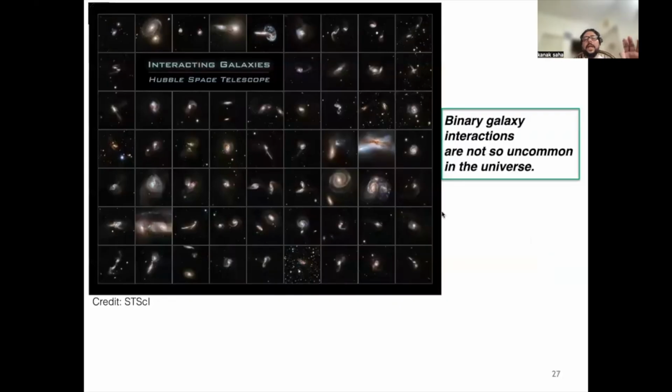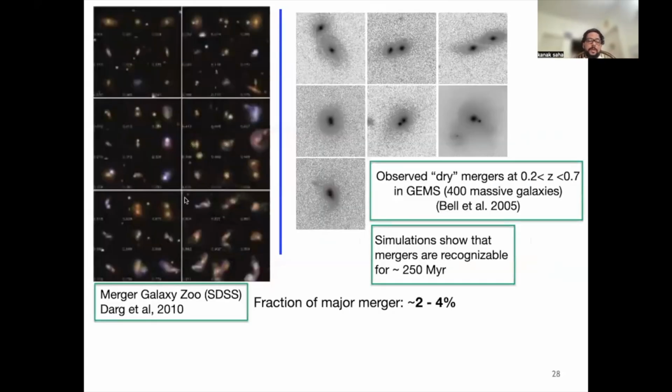And so are many galaxies in the local universe, where they are interacting with a companion or another galaxy. So binary interactions are not so uncommon, as we see. But from the local universe, this study from the Sloan Digital Sky Survey through the GalaxyZoo project shows the merger fraction. Major merger means two galaxies with a similar mass, like M1 and M2, you remember? M1 and M2 are almost similar. So their fraction is actually quite small, a few percent.